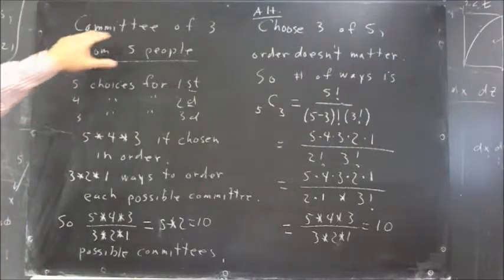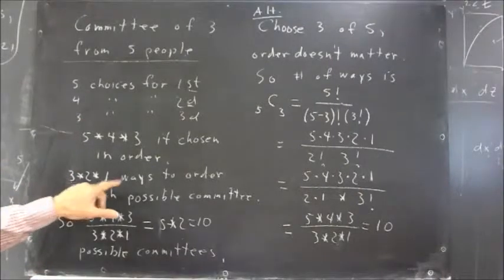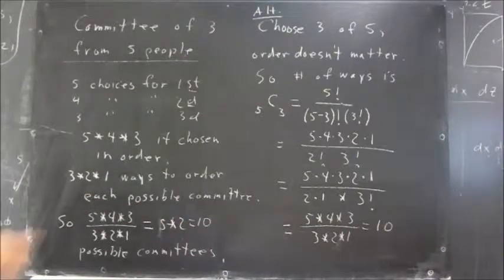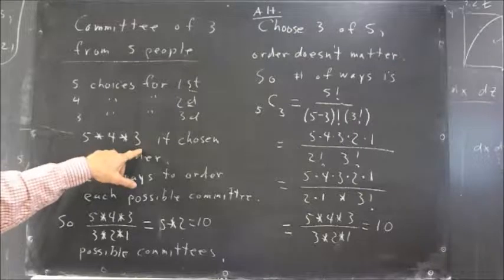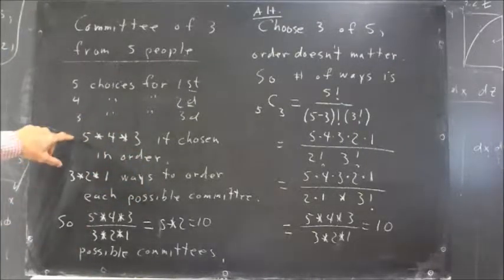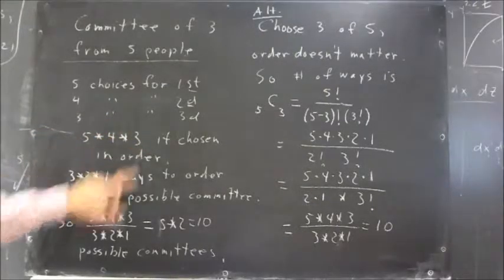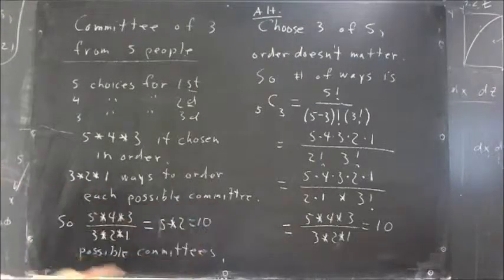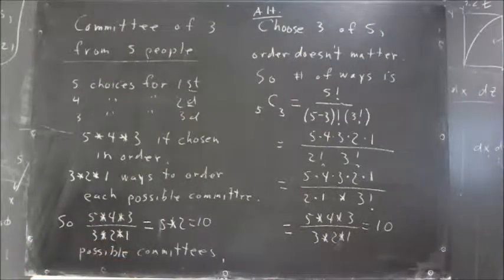However, a committee isn't ordered. Since there are 3 times 2 times 1 ways to order each possible committee, and all those ways would be included among the 5 times 4 times 3, or 60 ways to choose 3 people in order, we have to divide the number of ordered choices by the number of possible orderings of each committee. So we divide 5 times 4 times 3 by 3 times 2 times 1.